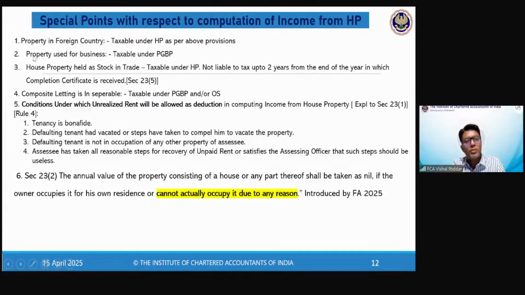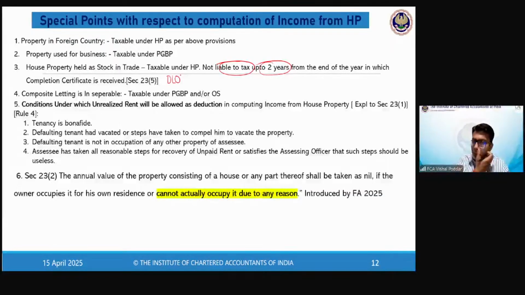If you are running your own business in that property, we already studied it is part of PGBP. Now this is something new. If you are a builder and that property is your stock in trade. So if you're a builder, the property is your stock in trade. Now what they are saying, in such a case, it is covered under the head HP only. However, you are given a relaxation. That is, for the first 2 years after your property is constructed, we will not tax it. But after the first 2 years, we will start taxing it as if it is deemed to be let out.